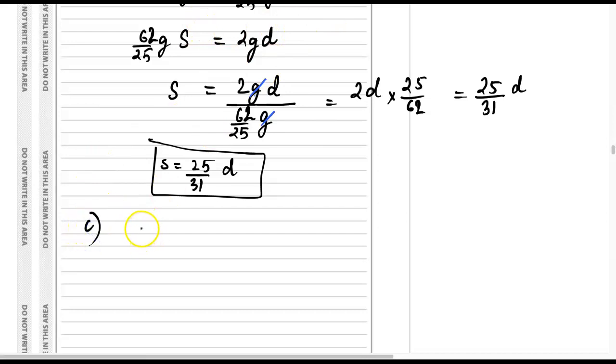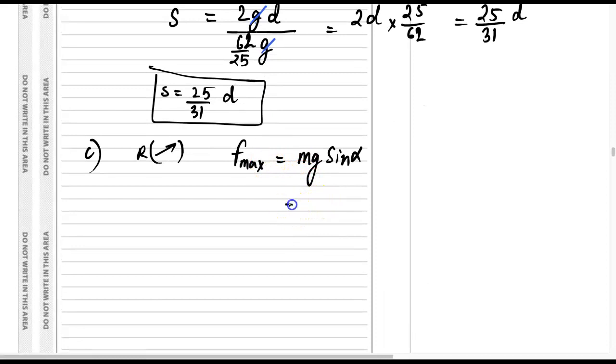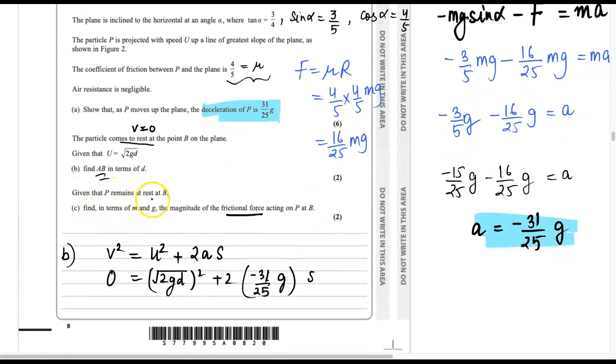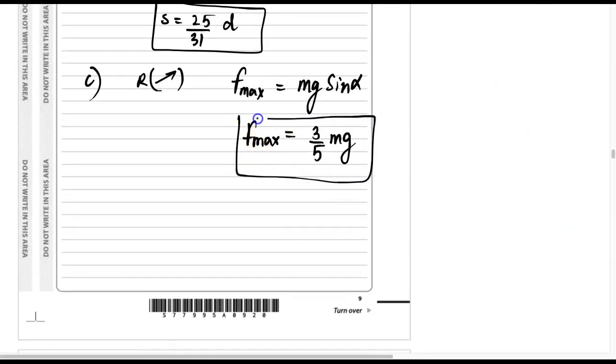Here we have the C part. We are going to be resolving these forces parallel to the slope. So we are going to be getting F max, which is equal to mg sin alpha. We already found the value of sin alpha, which was 3/5, right? So 3/5 of mg. This is the frictional force which is actually acting over there. For 2 marks only, we have to find out the magnitude of the frictional force acting at that point in terms of m and g. So this is your final answer.